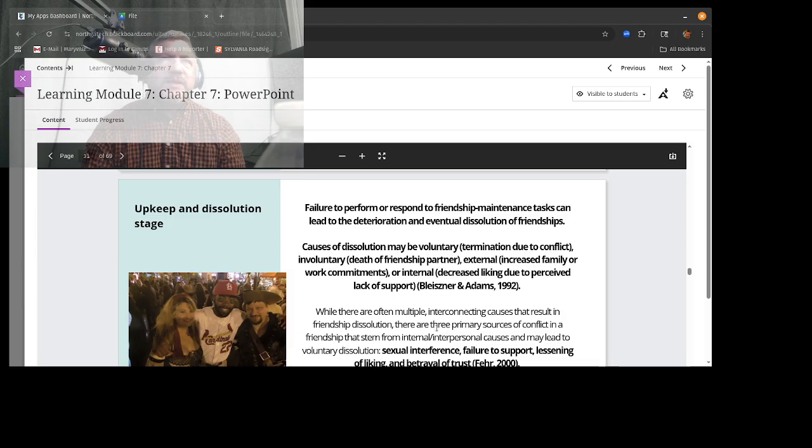So when we think about upkeep at the dissolution stage, the failure to perform or respond to a friendship maintenance task leads to the deterioration and eventual dissolution of friendship. Friendships cease to exist when we're not there. Causes of dissolution may be voluntary, termination due to conflict; involuntary, death of a family or friendship partner; external, increased family or work commitments; or internal, decreasing liking due to perceived lack of support.